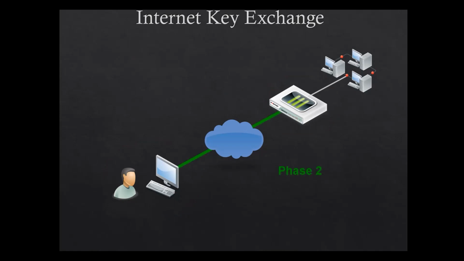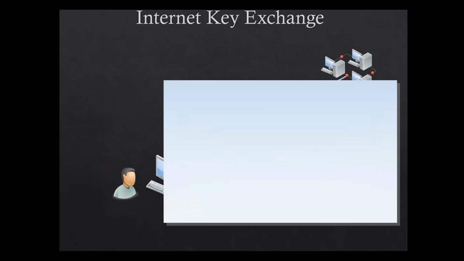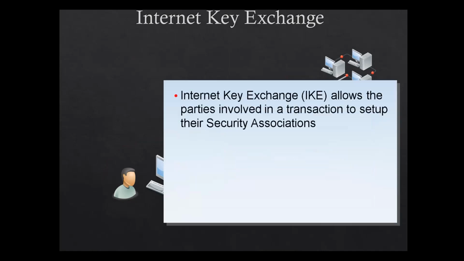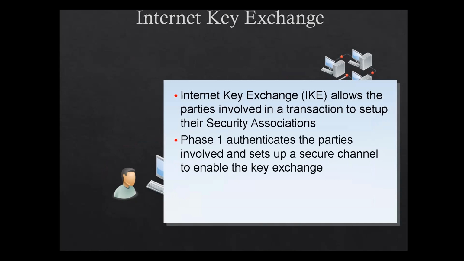Now phase 2, the tunnel is up. When the tunnel is up, the transaction of the security association happens, and the traffic basically goes through inside the tunnel. Now phase 1 authenticates the parties involved and sets up a secure channel to enable the key exchange.